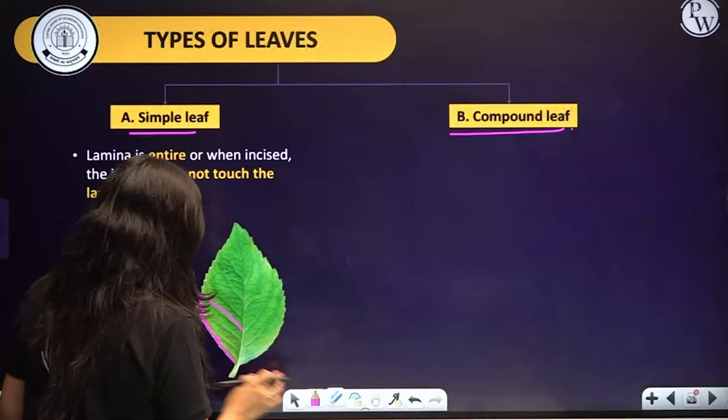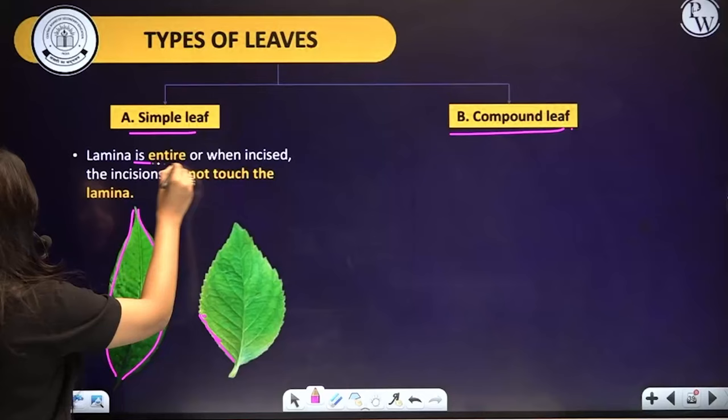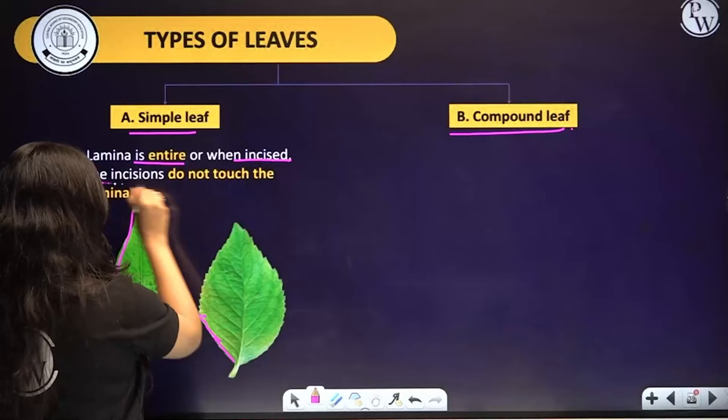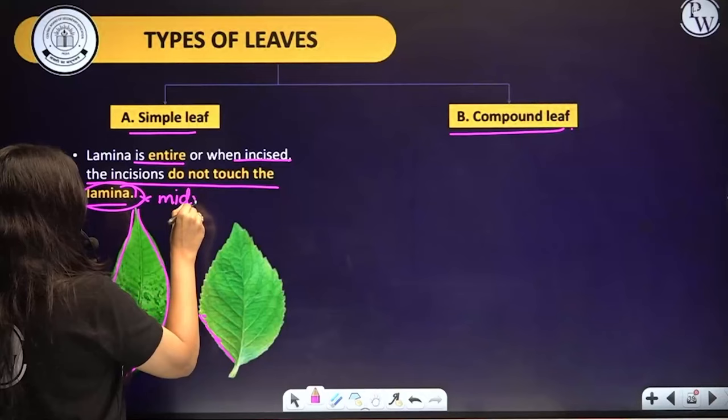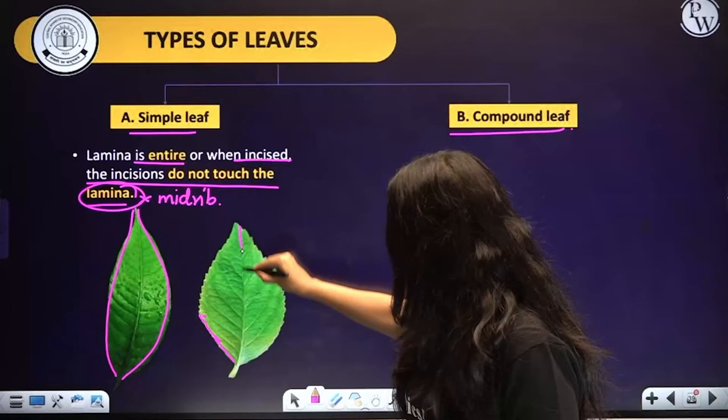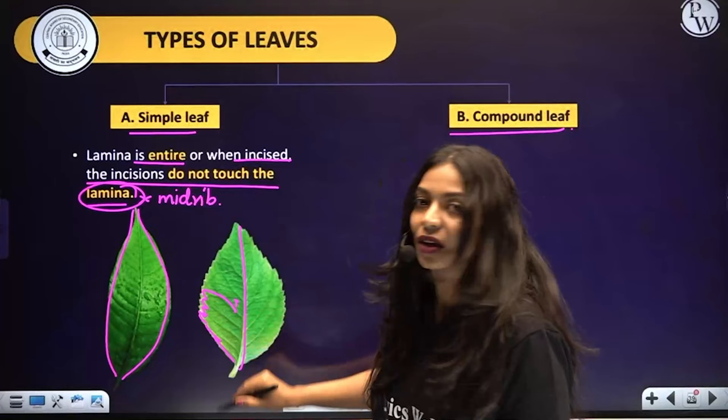So, you have entire or smooth margin, or even if there are incisions, there is a mistake here. This is not lamina, this is midrib. The incisions do not touch the midrib. These incisions are not deep and they don't come up until this midrib. In such cases, we say that the leaves are simple.